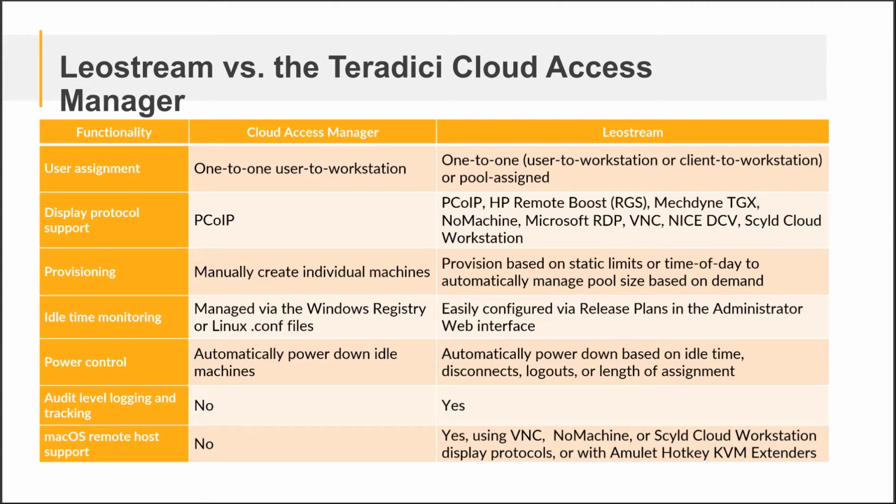First, let's look at user assignment. Leostream has very flexible ways for assigning users out to machines. It's not just a one-to-one user to workstation. Can be, if that's a valid use case for you. Can also be one-to-one client to workstation for more of a kiosk mode type setup. But generally, what most people do with Leostream is create pools of machines and then assign users over to these pools so that you can share machines or do the provisioning up in the cloud.